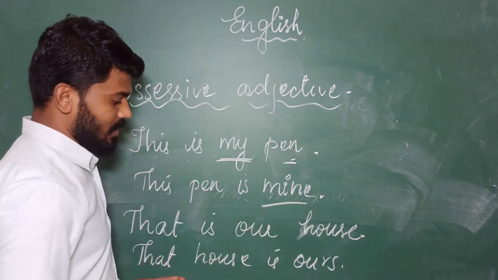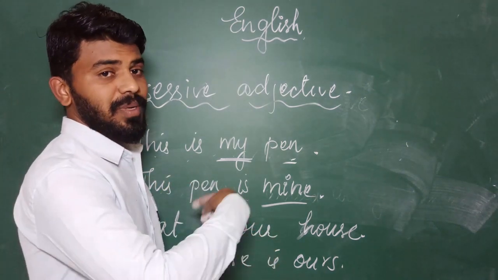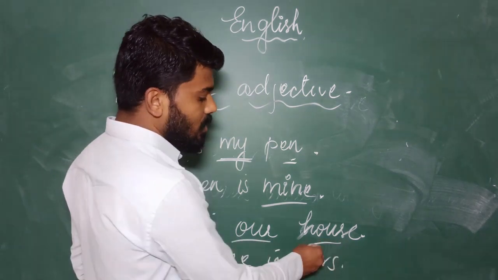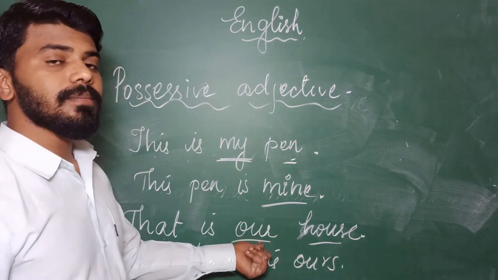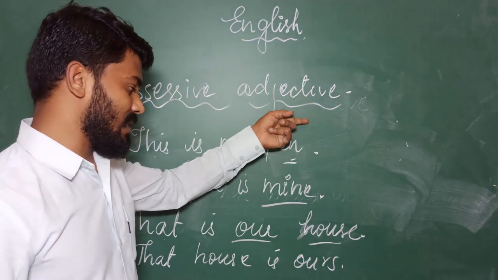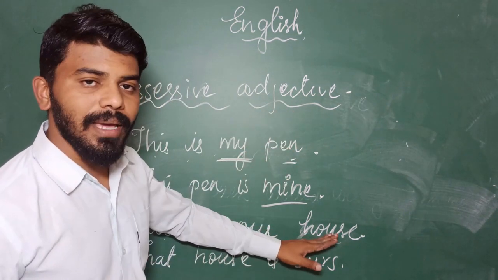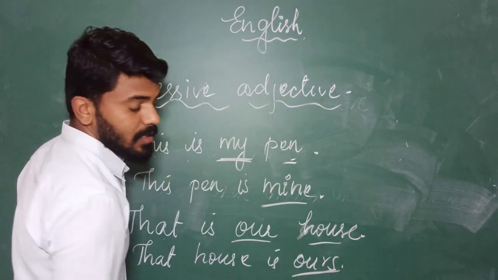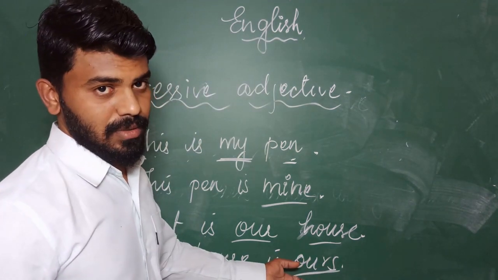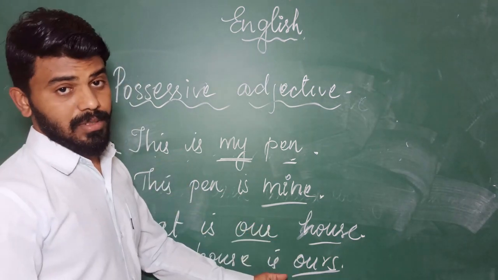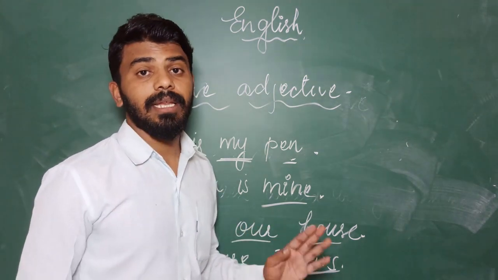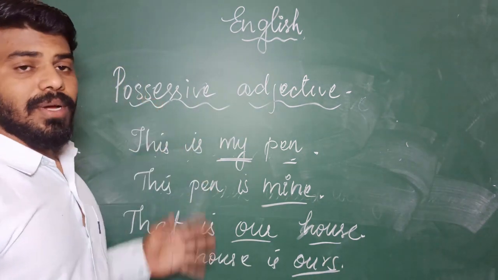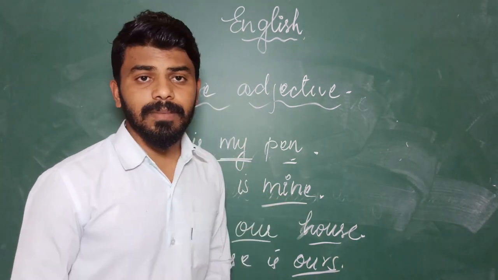So look at these examples. So after each of the adjectives, there should be a noun following it. Here, that is our house. Whose house? It is our house. This our is a possessive adjective. The adjective is being followed by house, the noun. The same thing here. This ours is not followed by any nouns. It is individually, it tells us the possessive pronoun. Okay? Did you understand? This is a simple concept.